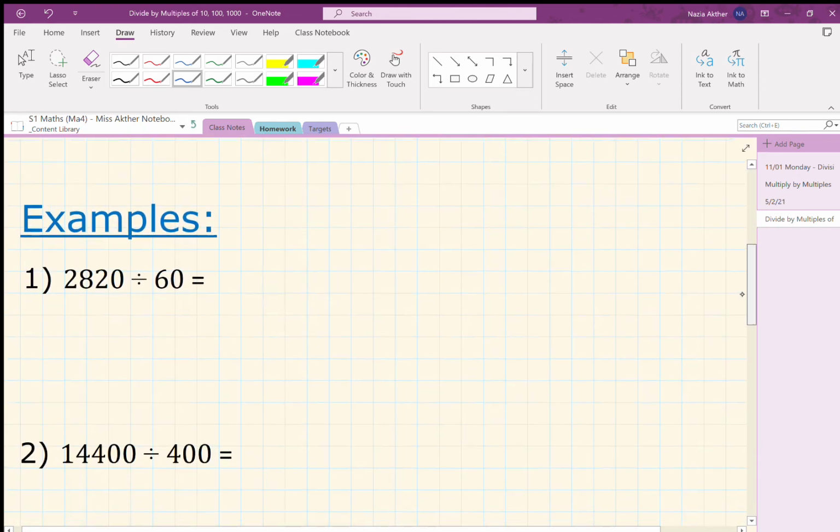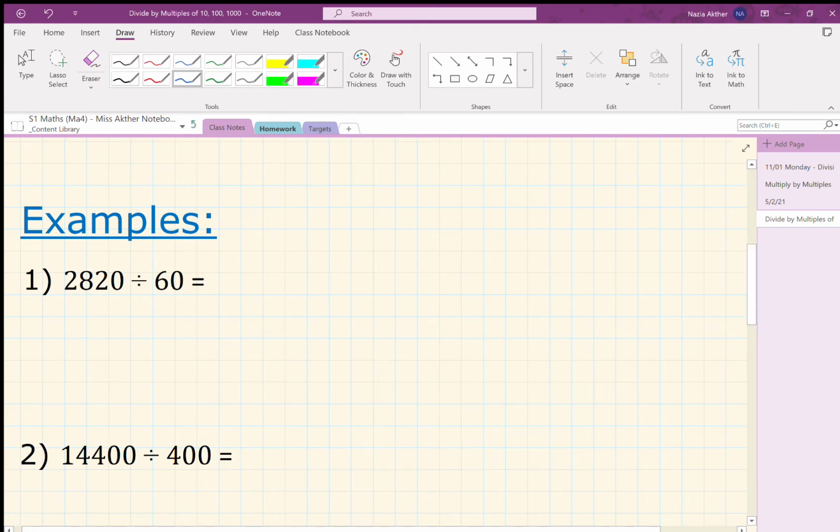In the first example, we have 2,820 divided by 60, where 60 is the divisor. The first thing we do is we split 60 into 10 and 6. And then we divide 2,820 by 10.